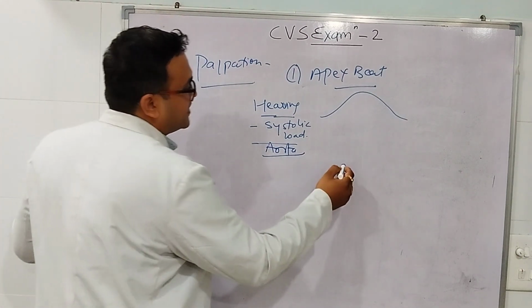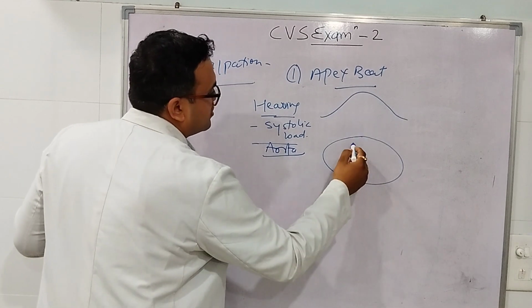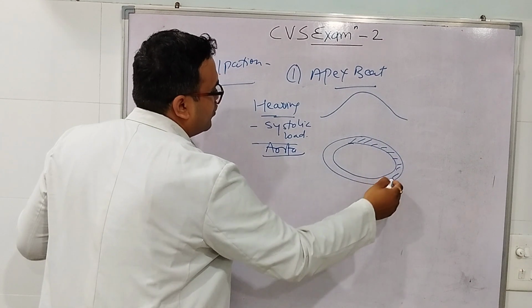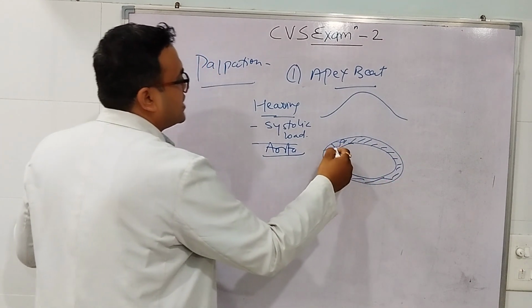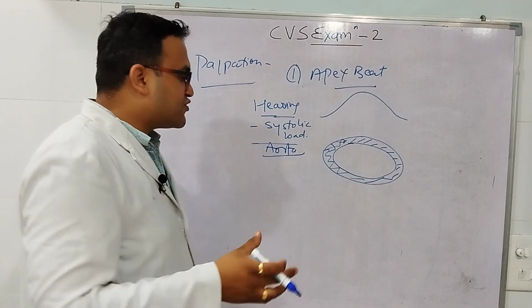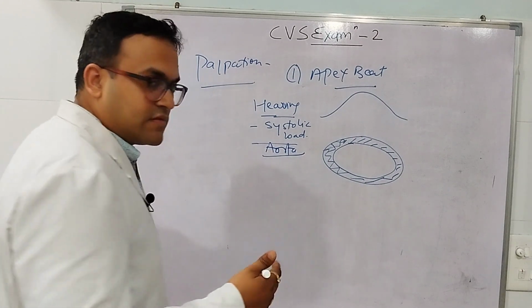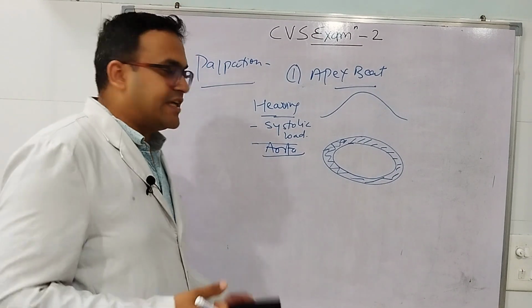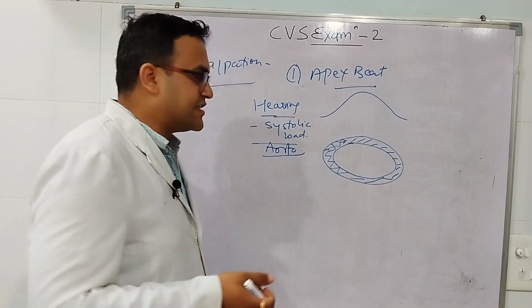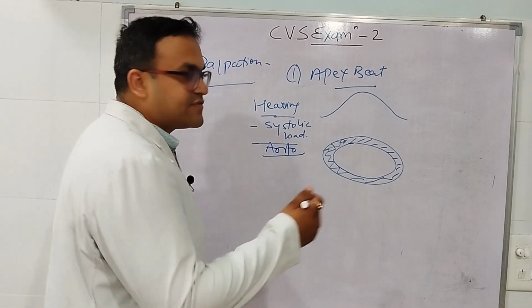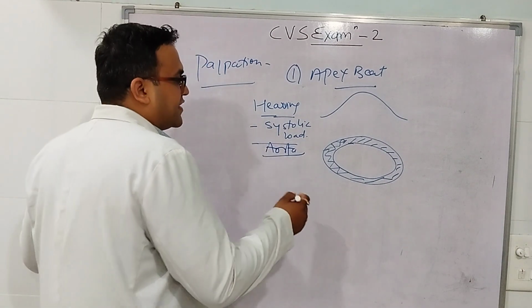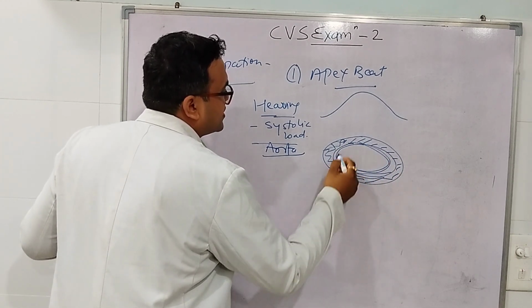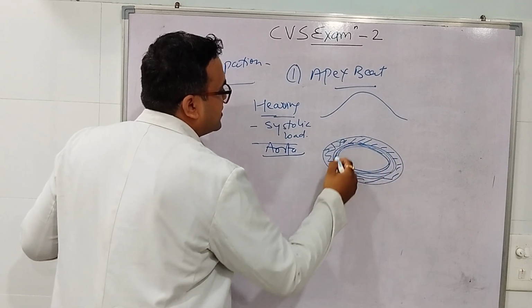So slowly what will happen in the heart? Suppose this is the normal left ventricular wall. Now because it has to do increased work, remember, for example, if we go to the gym, what happens? If we do increased work, the bulk of the muscles will increase. This is what happens in systolic overload. The bulk of muscles keeps on increasing.